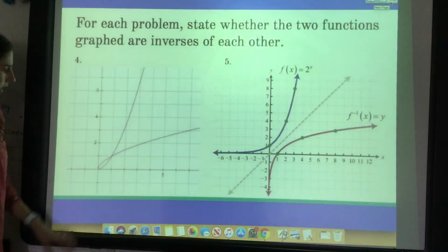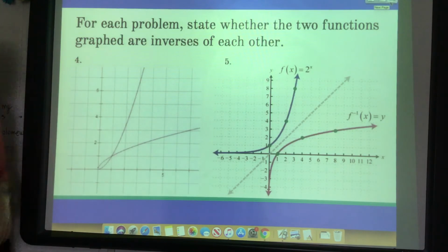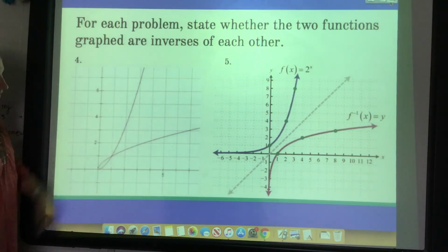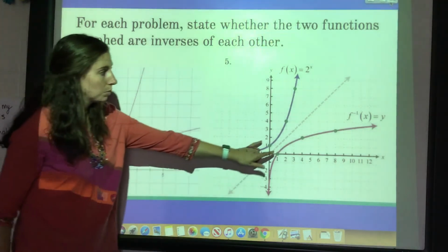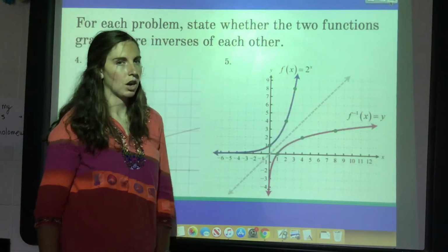Again, pause the video and see what you think about these two. Are they inverses or are they not? These two are. It's a reflection across y equals x. These two are as well. It's a reflection across y equals x.